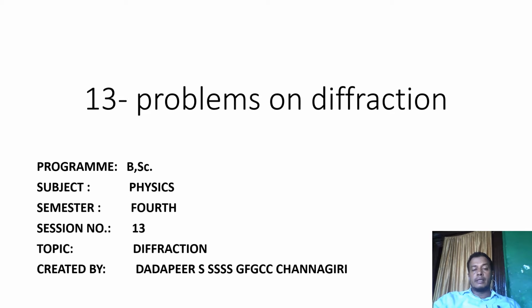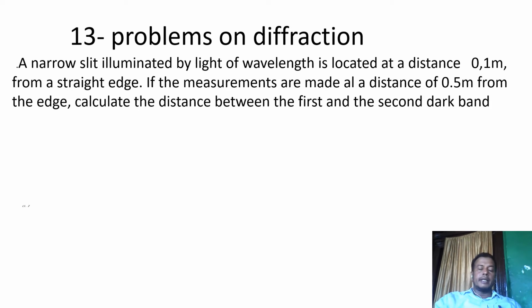In this session we will solve some main problems related to the diffraction module. A narrow slit is illuminated by light of wavelength lambda and is located at a distance of 0.1 meter from a straight edge. If the measurements are made at a distance of 0.5 meter from the edge, calculate the distance between the first and second dark band. This is a problem related to diffraction at a straight edge.